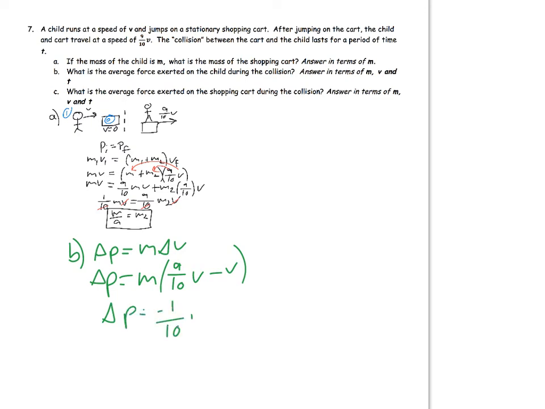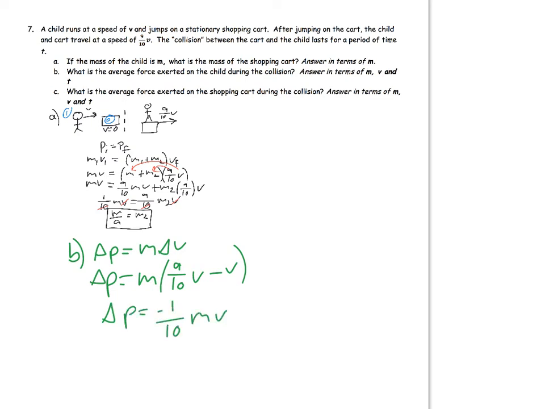That was for part A. For part B here, we want to know the average force exerted on the child. So I'm going to start by finding the impulse of the child, the change in momentum. That's going to be the mass of the child, which is just m, times delta v. So it's going to be 9/10 v, the final velocity, minus v, the initial velocity. And so I get that the impulse is going to be negative 1/10 mv.